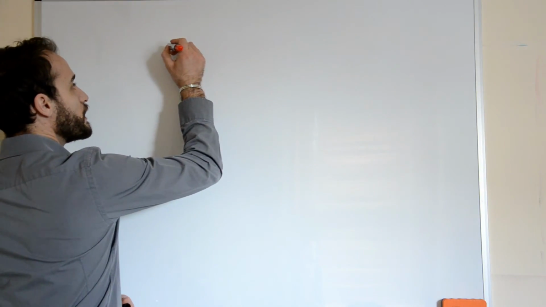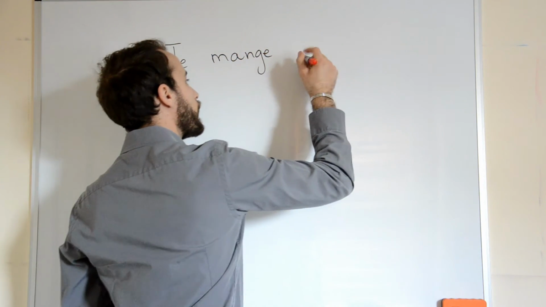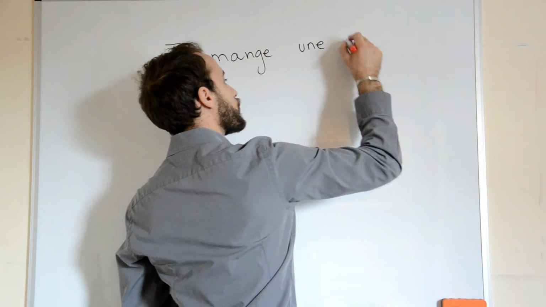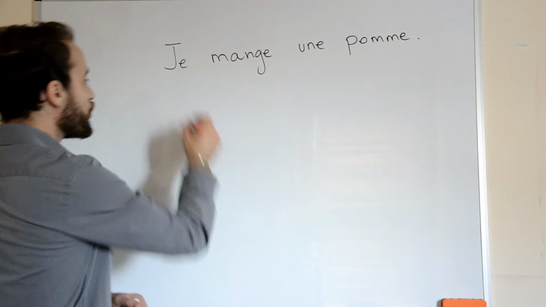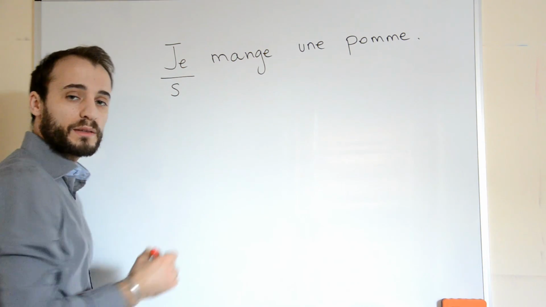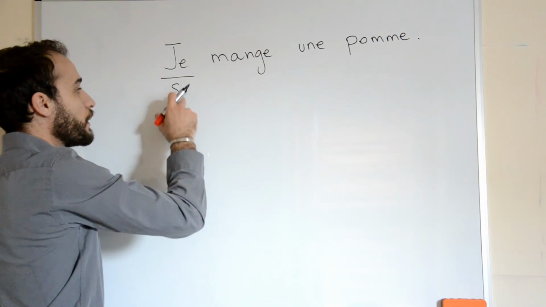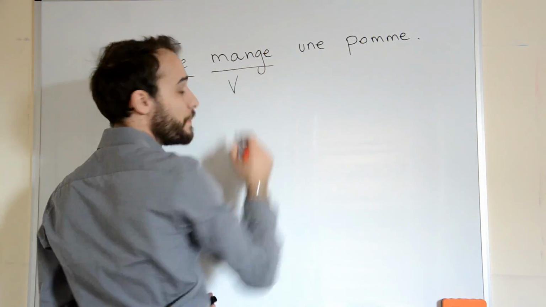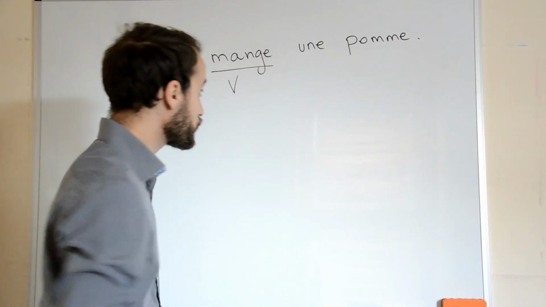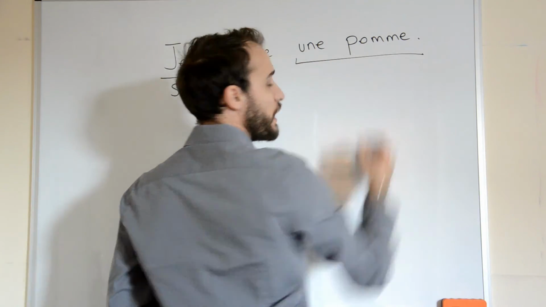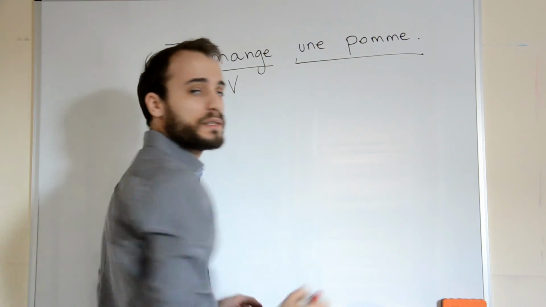Complément, exemple: je mange une pomme. Okay, je is the subject, sujet, so it's the one that does the action. So I do the action, I'm the subject. Mange is the verb. Okay, it's the action. So what am I doing? I eat, je mange. And une pomme, that answers the question what. Okay, therefore it's a complement.